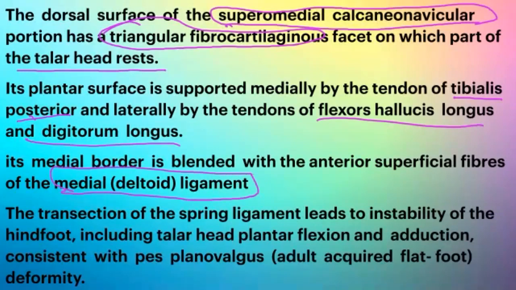So its medial border is continuous with or blends with the deltoid ligament, and transection of the spring ligament leads to instability of the hind foot, including talar head plantar flexion and adduction, consistent with pes planovalgus. This means flat foot. We'll learn about this more in arches of foot, the clinical anatomy of arches of foot. So basically this spring ligament, which has superomedial and inferior calcaneonavicular portions, is supported by tibialis posterior, FHL and FDL, and some part of it blends with the deltoid ligament, right?